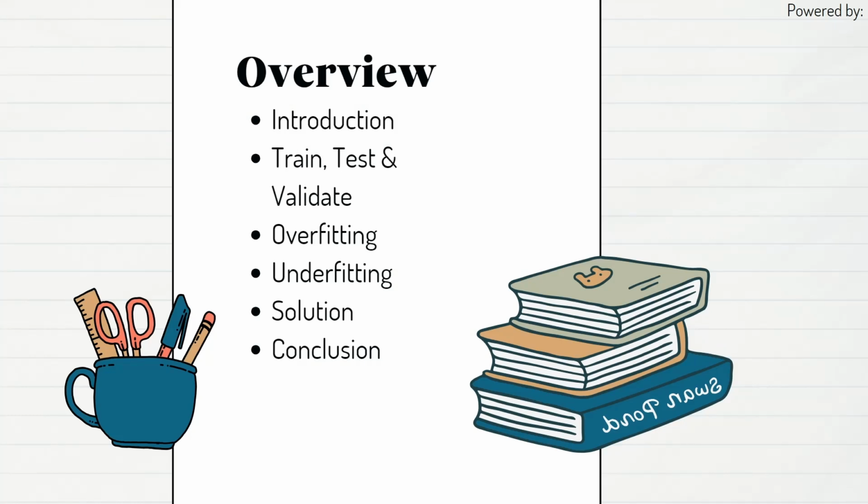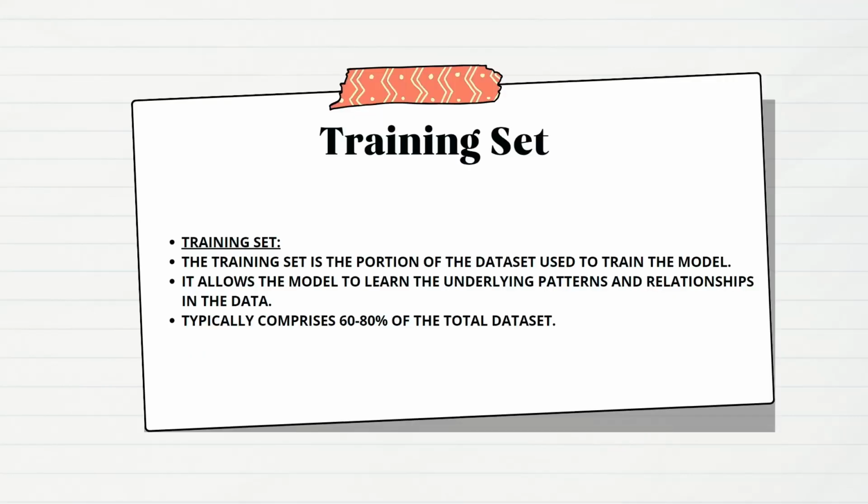We're going to talk about the introduction, train, test, and validate, overfitting, underfitting, solution, and conclusion. At first we are going to talk about various data sets and how we use those data sets in our model. Then we are going to talk about overfitting and underfitting, and explain those by drawing sketches. So let's get into it.